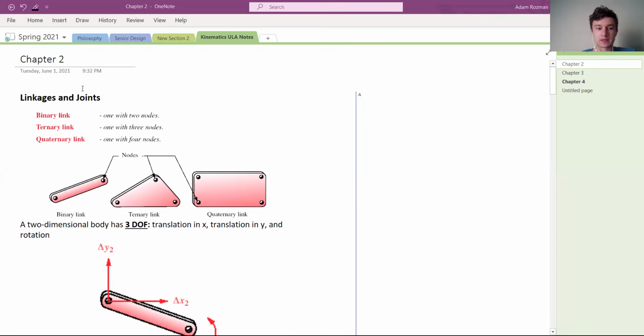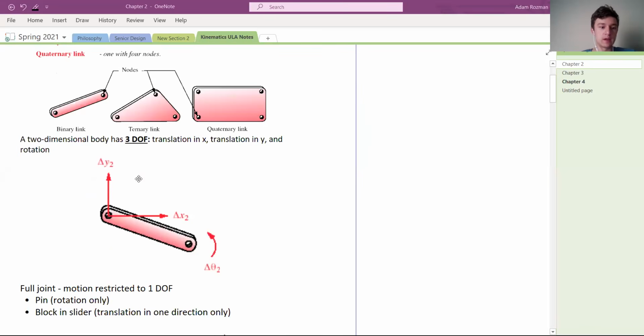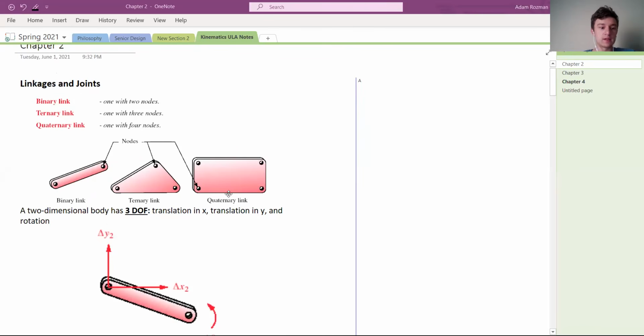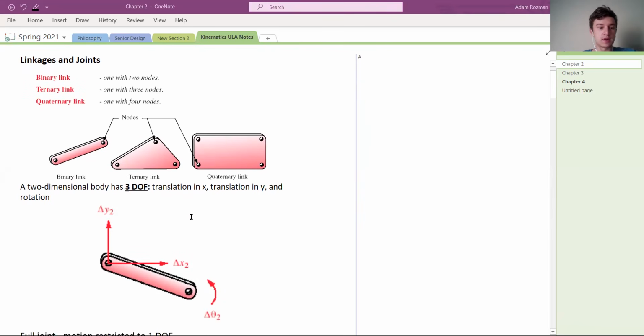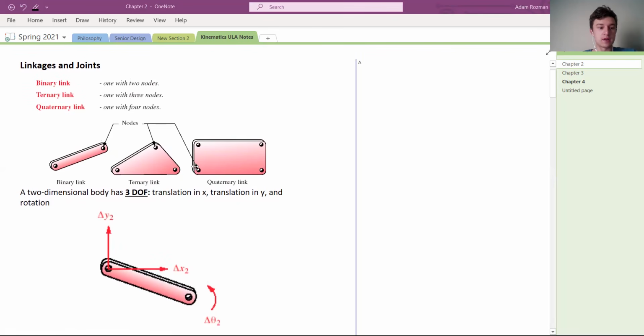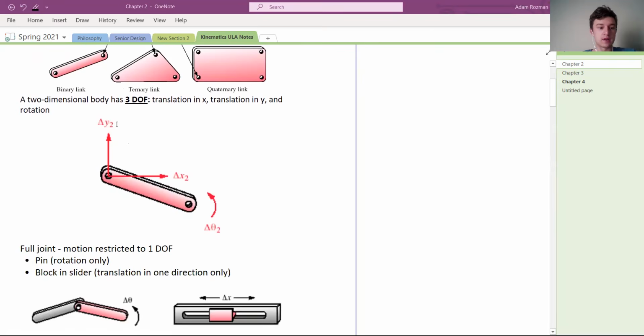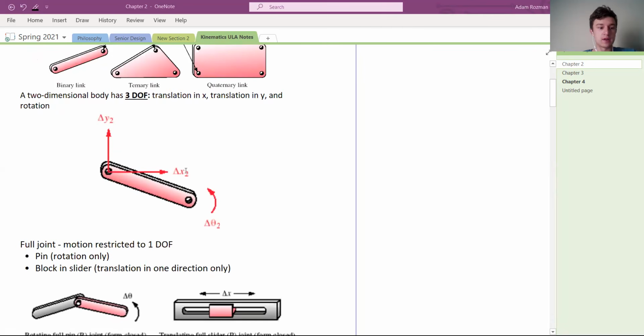So for chapter 2, it's all just about the basics of mechanisms. So we like to talk about linkages. We can classify them as binary, ternary, or quaternary. This is just the number of connections you can add onto the link. So in 2 dimensions, which is mostly what we're going to be working with, each body has 3 degrees of freedom. You can call it X, Y, and theta, or else you can define these dimensions a little bit differently.